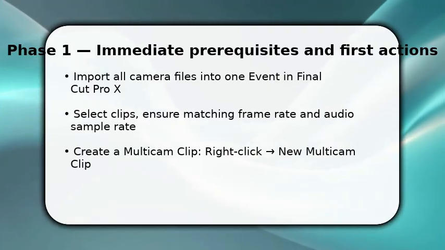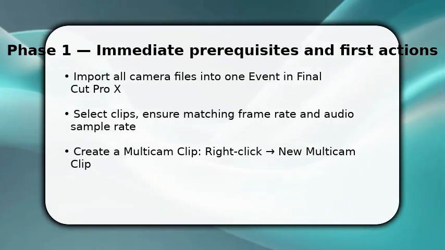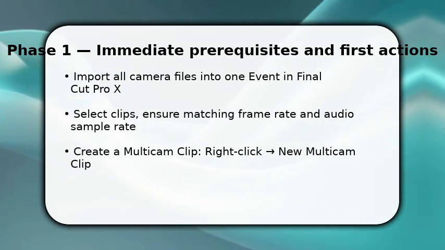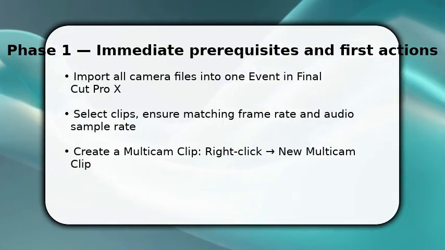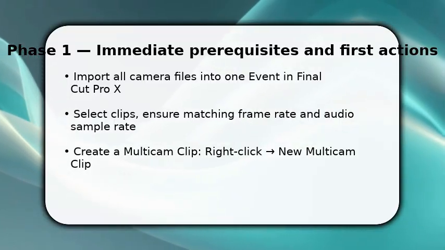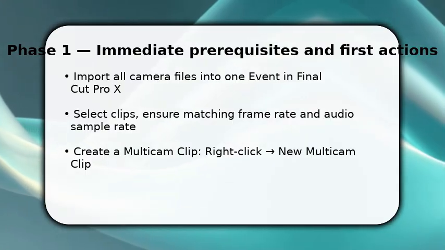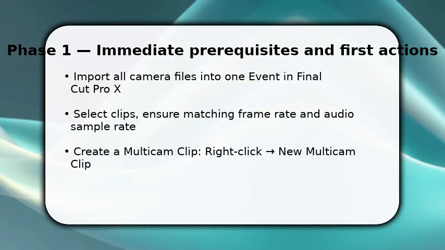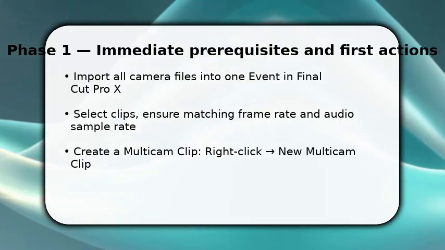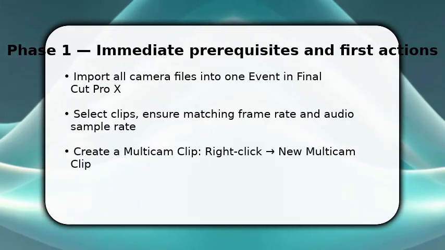You start by gathering footage so Final Cut can sync. Import all camera files into a single event and check frame rates and audio formats. Once done, select the clips you want to combine, more tracks are fine, and right-click to choose New Multicam clip. This creates the multicam container. Make sure to name it clearly. You're doing this now so syncing and angle selection later are consistent and simple, which saves time when cutting.